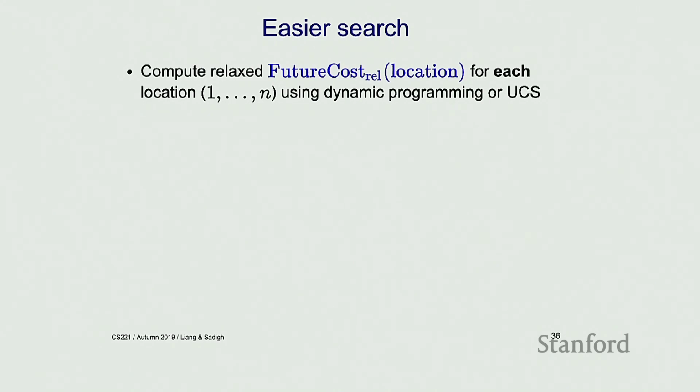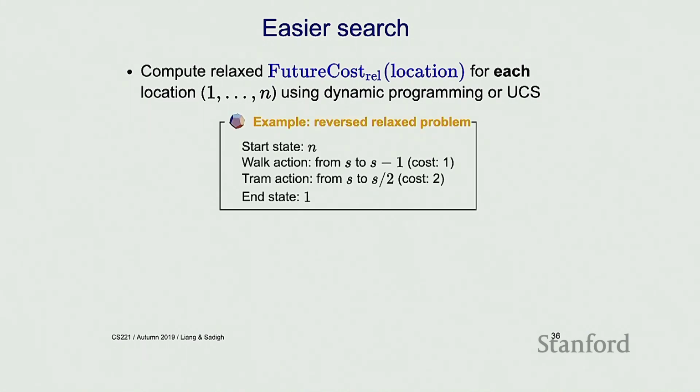Okay? All right, so the idea for this middle part is, if I remove these constraints, I'm going to have these easier search problems, these relaxations, and I can compute the future cost of these relaxations using my favorite techniques like dynamic programming or uniform cost search. But one thing to notice is I need to compute that for 1 through n, because this heuristic is a function of state, right? So I actually need to compute future cost for this relaxed problem for all states from 1 through n. And that allows me to have a better estimate of this.